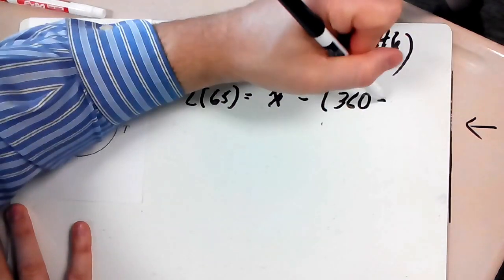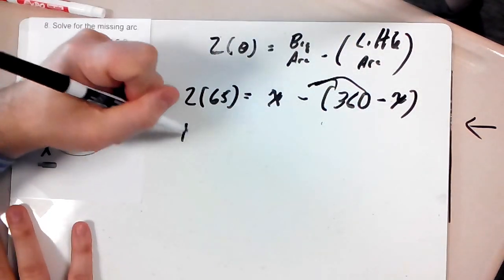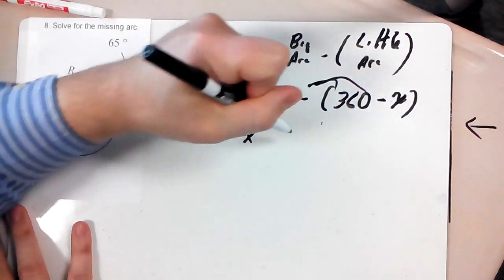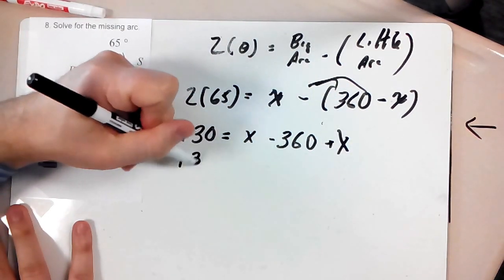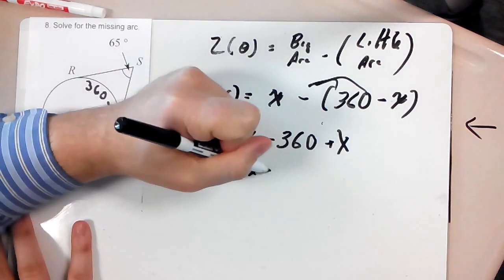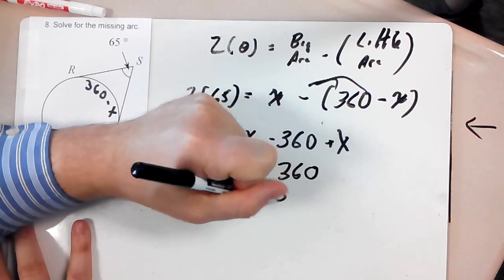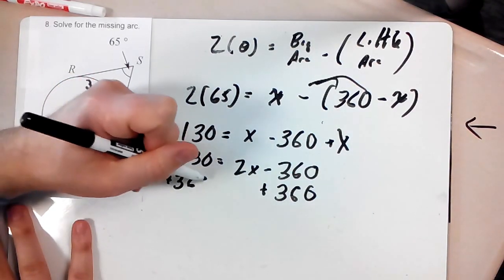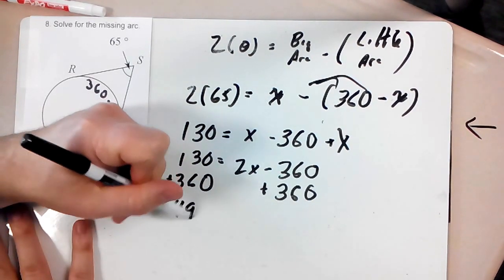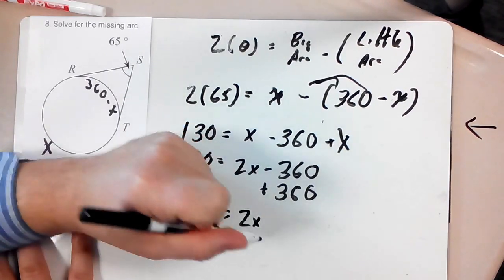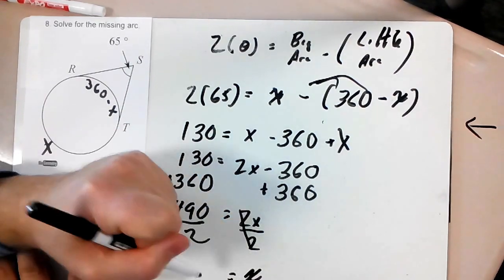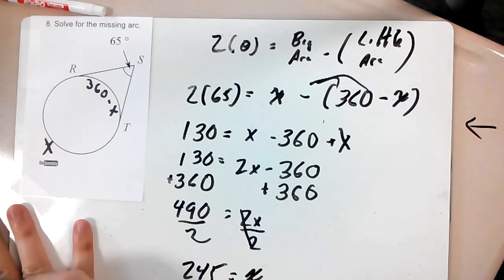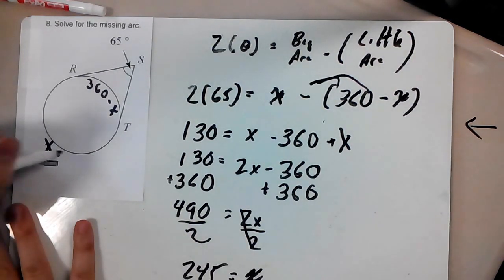So 360 minus X. Now I distribute. So I get 130 equals X minus 360 plus X. I'm going to combine like terms. Equals 2X minus 360. I'm going to add 360, and I'm going to get 490 equals 2X. I'm going to divide that by 2. Just double checking. X equals 245. So now this here is 245.